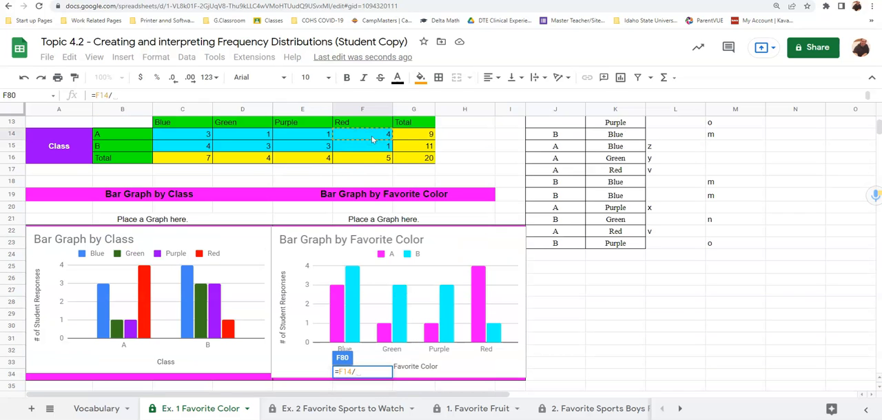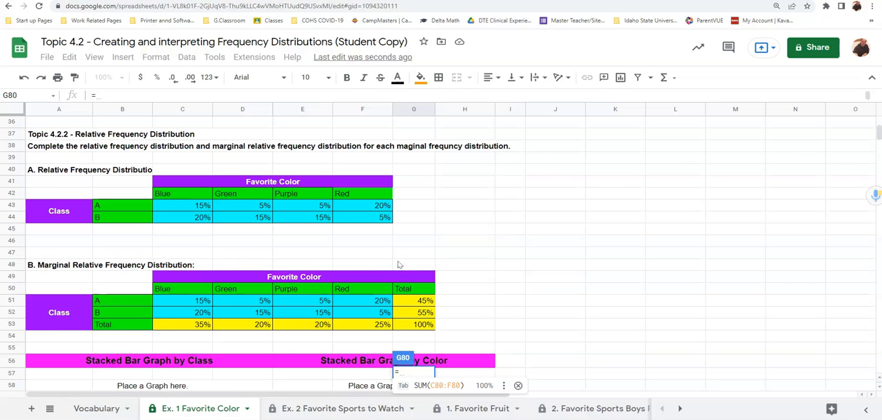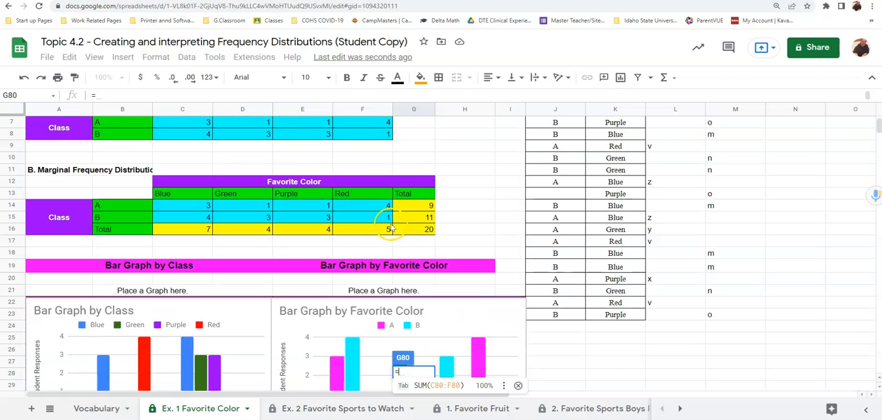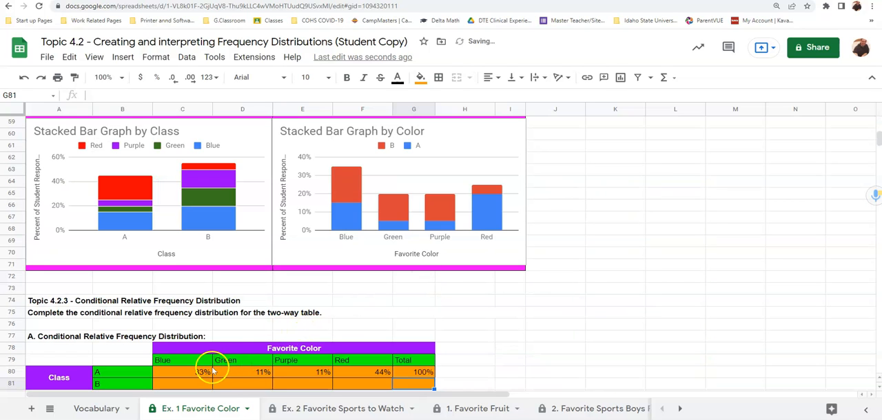divided by the overall total, enter. And then we're going to do the total divided by the total. So we're going to go to total, equals, the total of A divided by the total of A. And that should always be 100%.